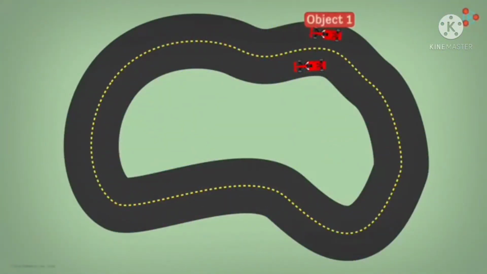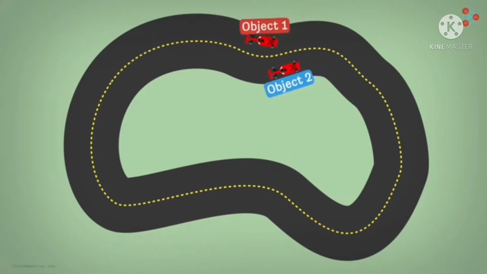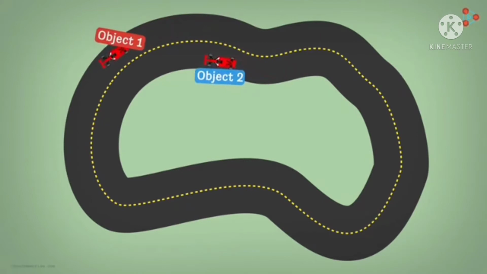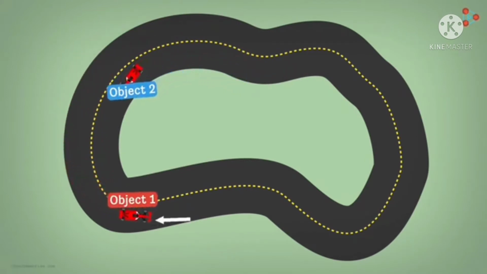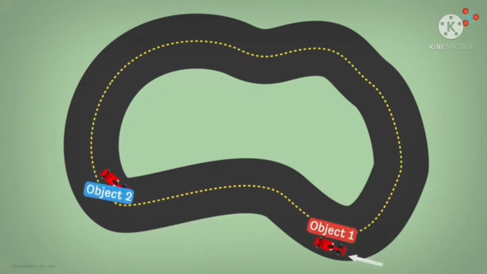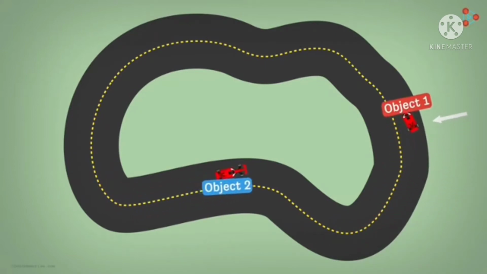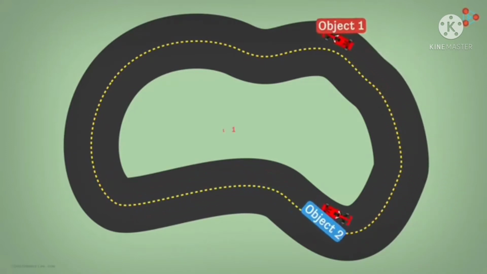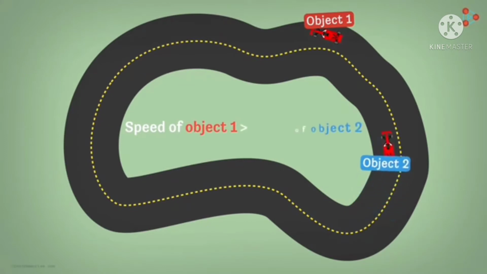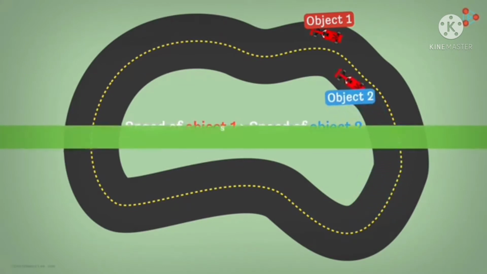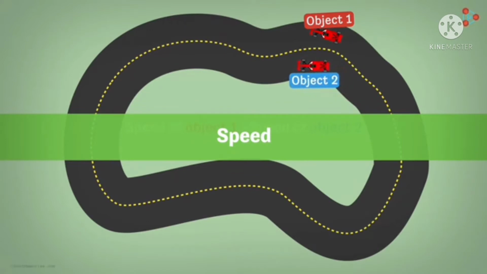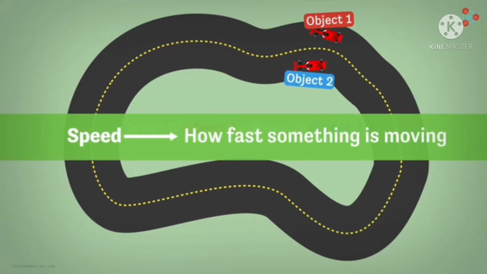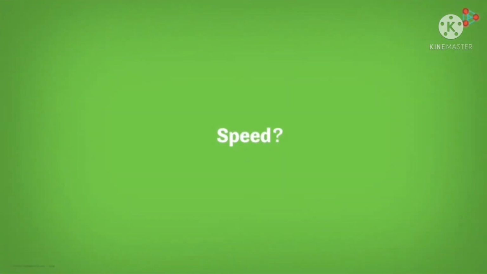Okay, so imagine two objects, object 1 and object 2, running in a 20-meter race. Let's imagine that object 1 finishes the race in 20 seconds and object 2 finishes in 25 seconds. So who ran faster? Yes, that's object 1. Speed is how fast something is moving. So what is speed?